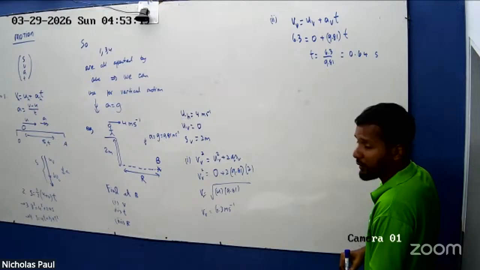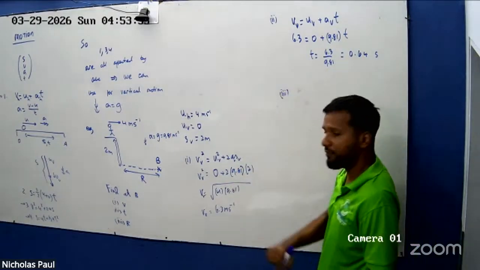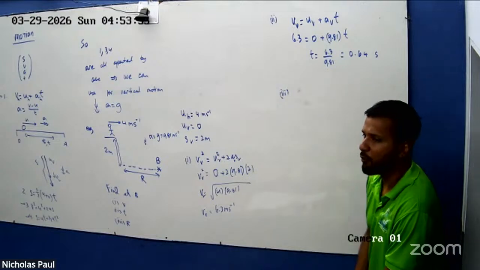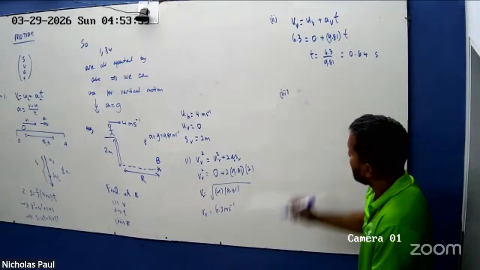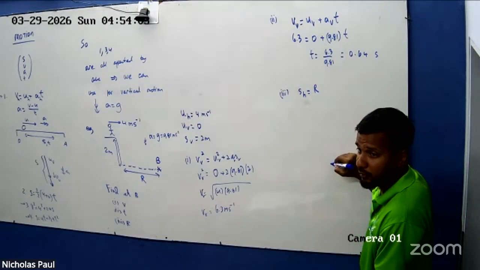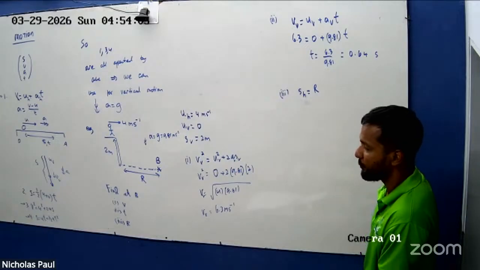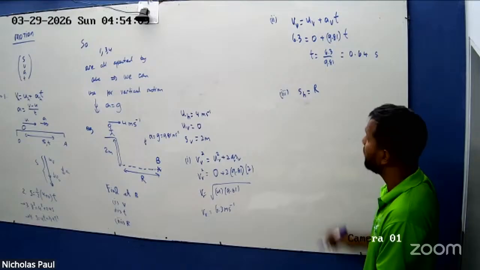Nathan, you okay with that? Last part, Nathan. They want us to find R. R is a what? Horizontal or vertical? Horizontal, right. So R is like a horizontal displacement. Which equation do you want to use? We could use 2, right?